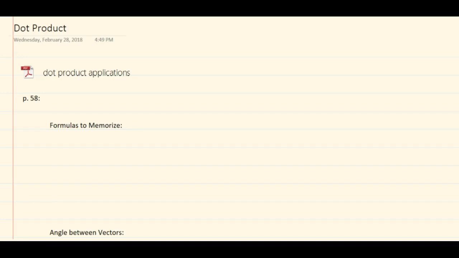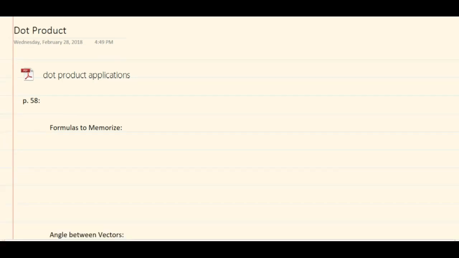This video will cover dot product, angle between vectors, as well as the projection of one vector onto the other. So we're going to cover the next 3 pages in our notebook. And on the first one, we're just going to write down a couple of things that we need to know about vectors for the upcoming test. The first thing is formulas that we need to memorize.